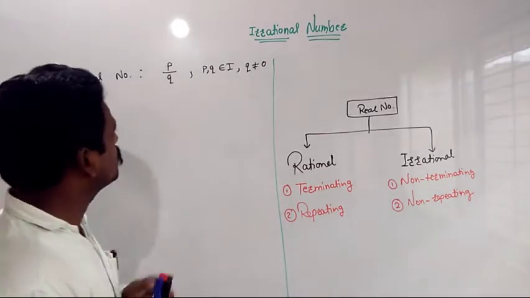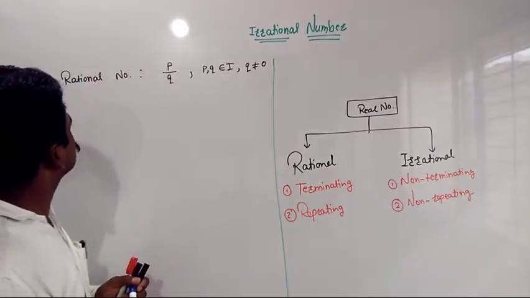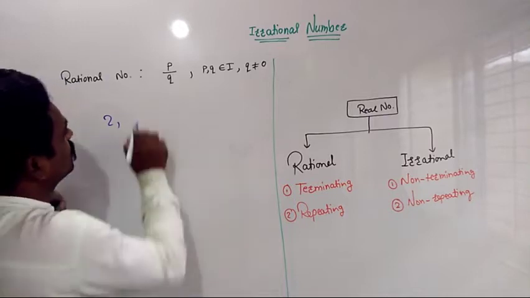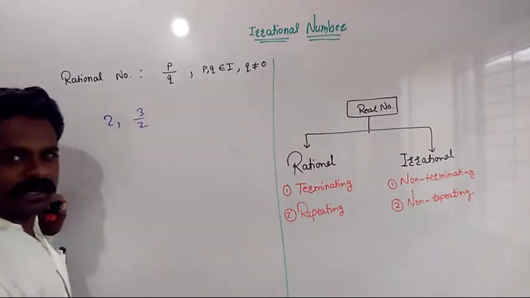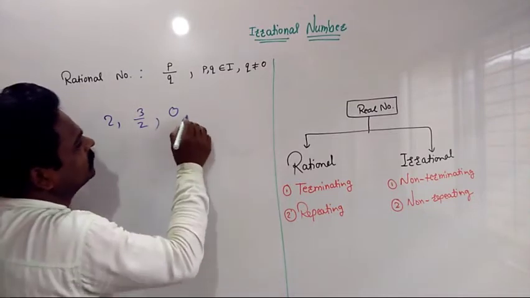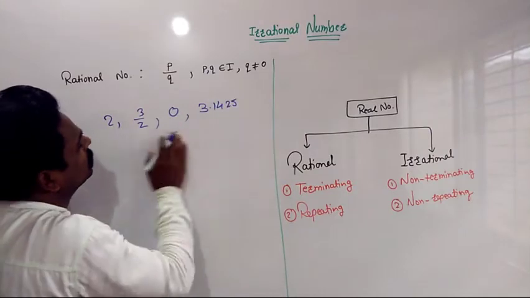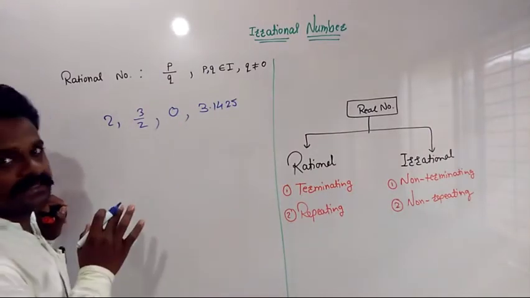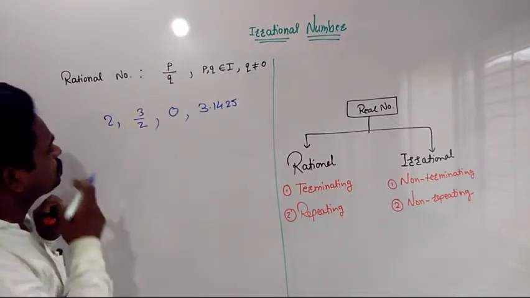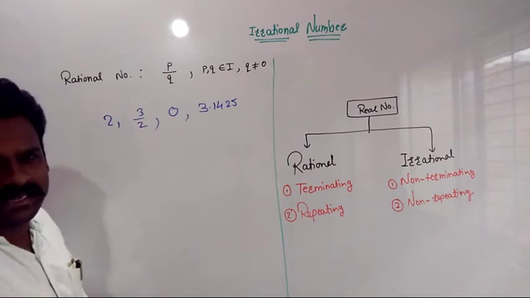Now before going towards the irrational number, we will see a few examples of rational numbers. Like 2 is a rational number, 3 by 2 is a rational number, again 0 is a rational number. Then 3.1425, this is again a rational number. Okay, fine, no problem. Now students, let's move towards the irrational number.